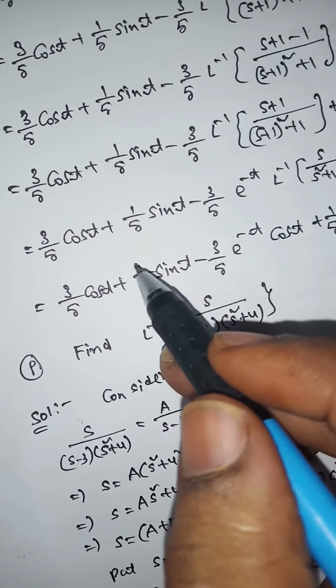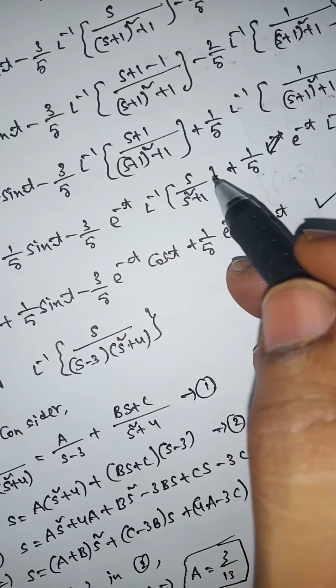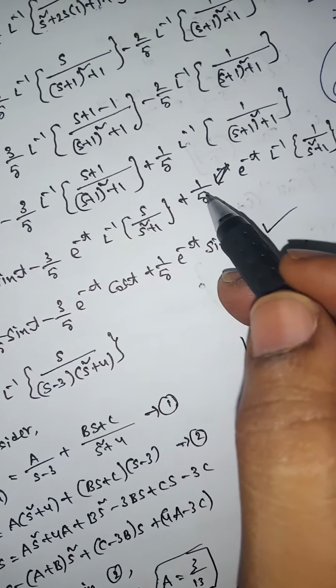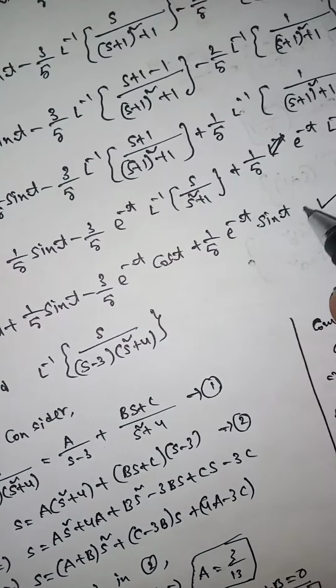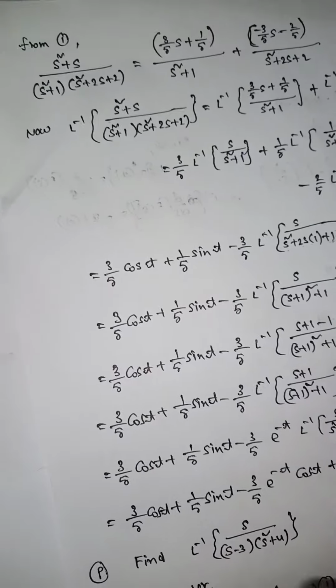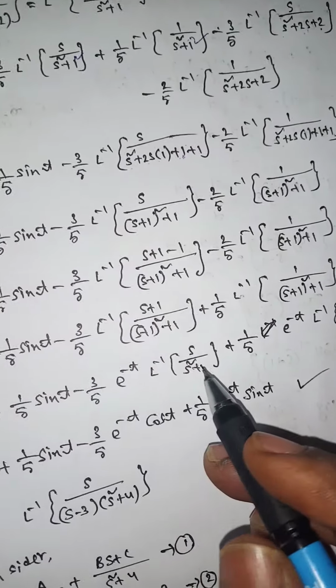1 by s square plus 1, and now 3 by 5 into cos t plus 1 by 5 into sin t minus 3 by 5 into e power minus t. Now in the place of this you can write cos t plus 1 by 5 into e power minus t into, in the place of this you can write sin t. This is the answer.